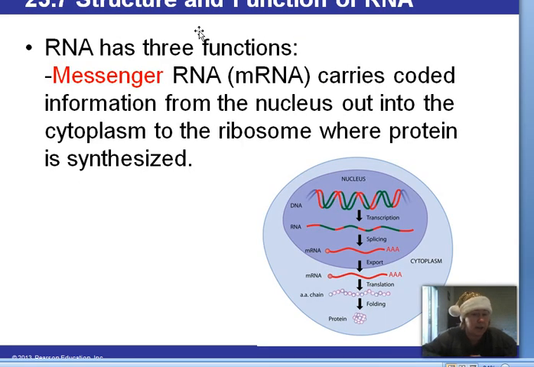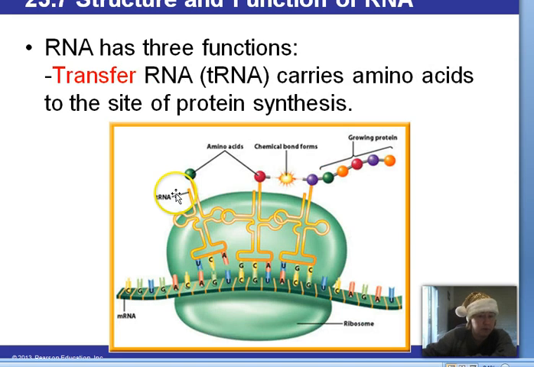Okay. RNA has 3 main functions. Messenger RNA. This is our favorite, this little mRNA. You have your DNA, it goes in and makes a little strand, and then you have your messenger RNA, and it travels from the nucleus out into the cytoplasm, finds a ribosome. So mRNA, messenger RNA. You have your tRNA.